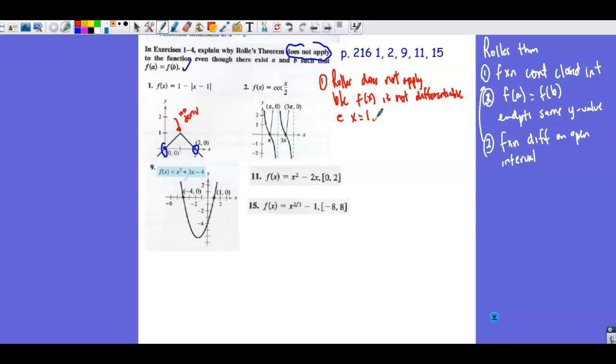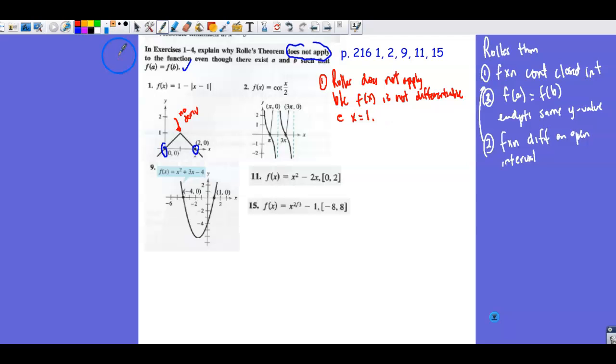And that's all I have to say. If I break one condition, it doesn't matter. We cannot make any promise that the derivative, and remember the promise of Rolle's theorem is that somewhere the derivative will be 0. It still might happen, but I can't promise it by Rolle's theorem.